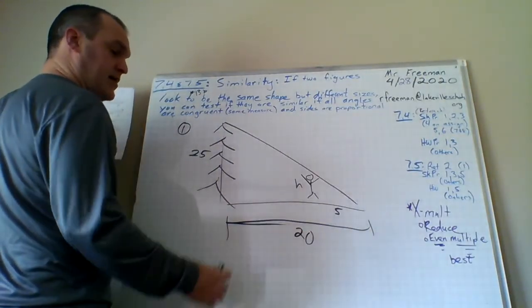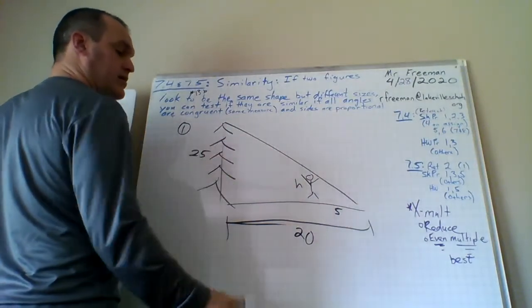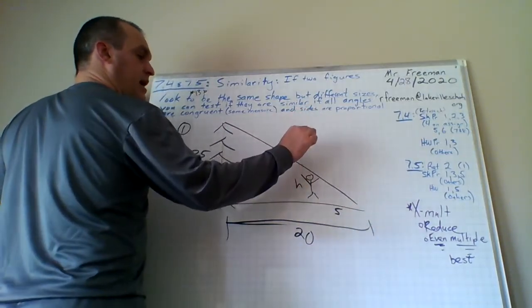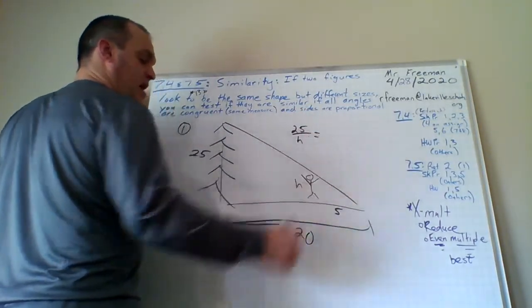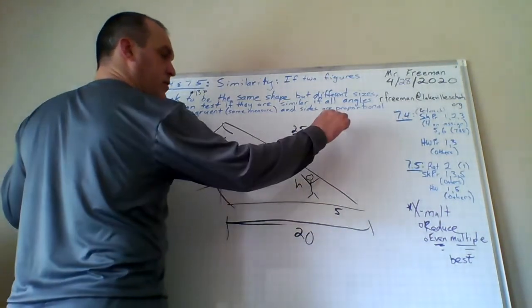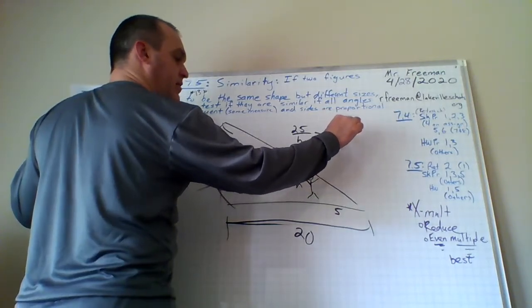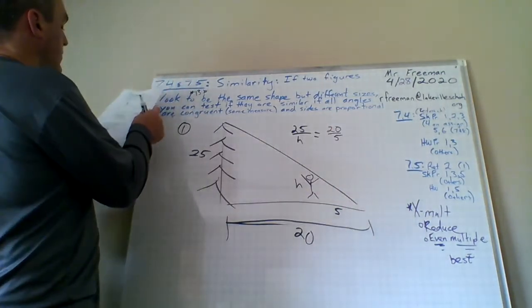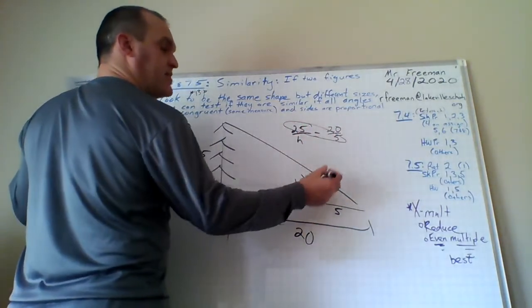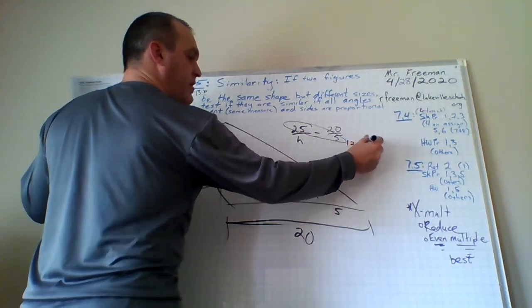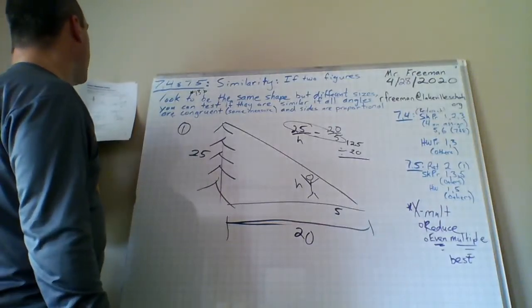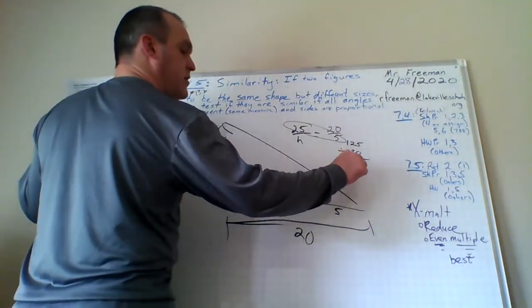We compare these guys, and we go big one, big tree to Yori here, 25 over H. That's got to be the same thing as, if we're going big to little, we got to go big to little over here. 20 is to the 5. So when we cross multiply, 25 times 5 is 125. If we divide that by the 20, 125 divided by 20, use your calculator to check me, it's 6.25.